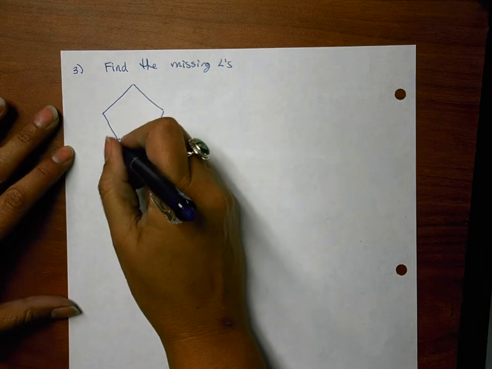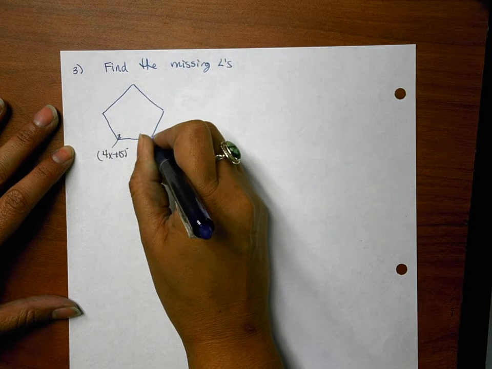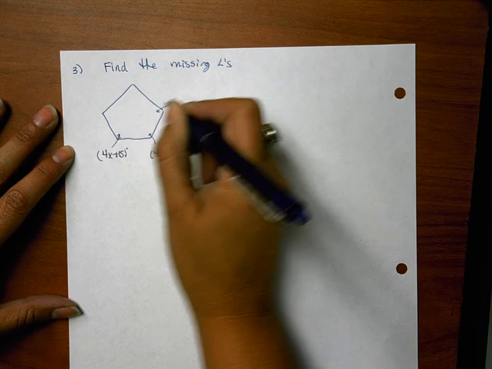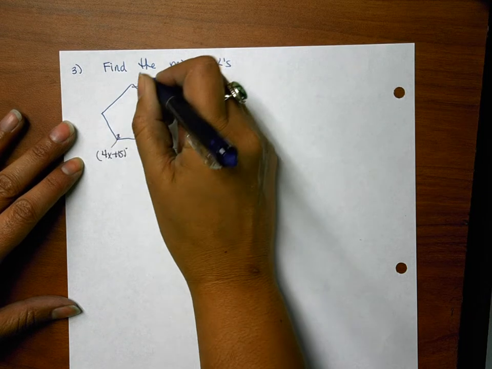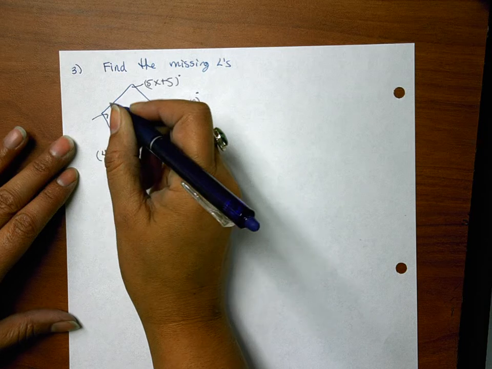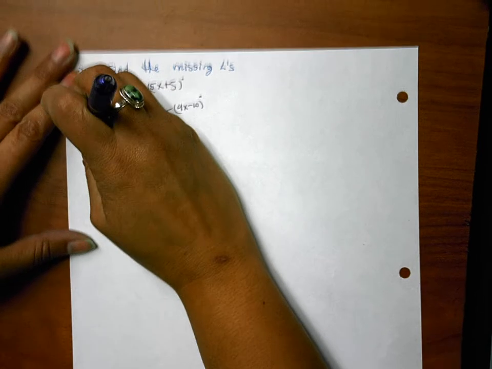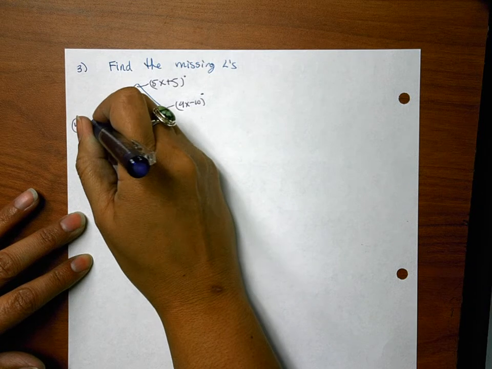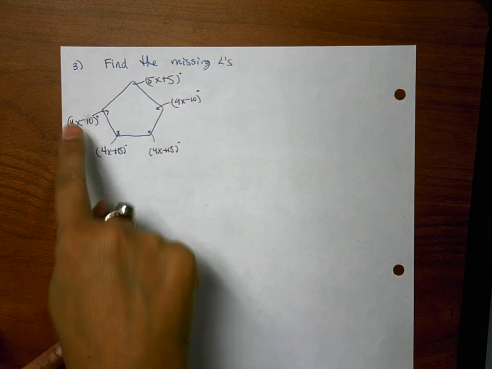Okay, this angle there is 4x plus 15. This one here is also 4x plus 15. This one here is 4x minus 10. Up at the top, 5x plus 5. And the last one is 4x minus 10. All right, so it's asking us to find the missing angles. We don't know what they are, so obviously we'd have to find x first and then plug it into each expression to find the measure of each angle.